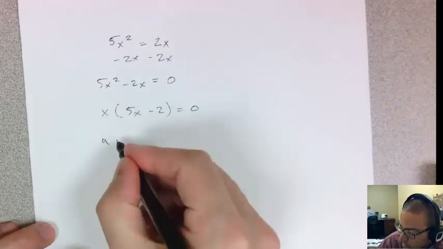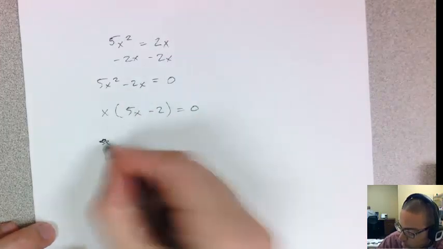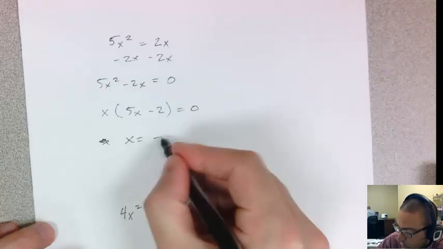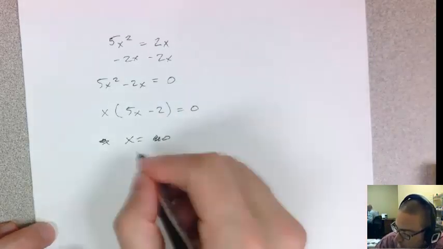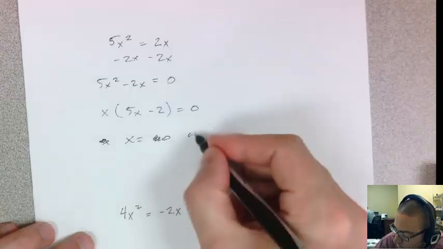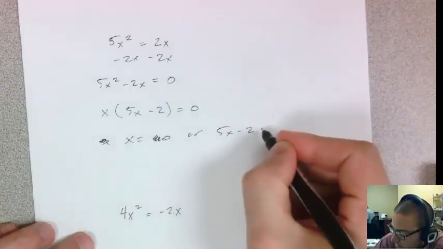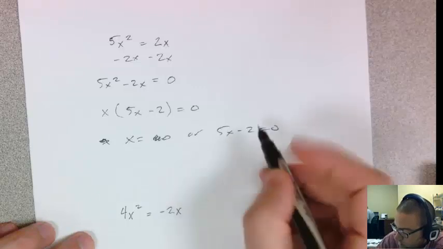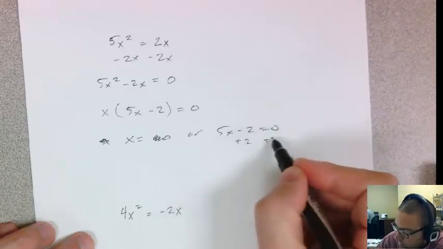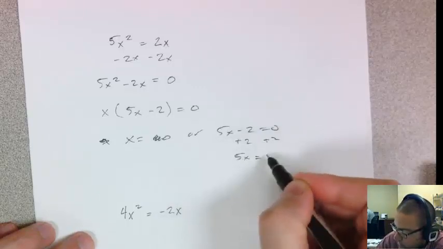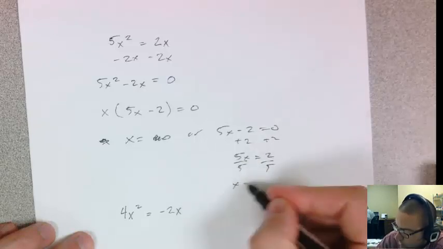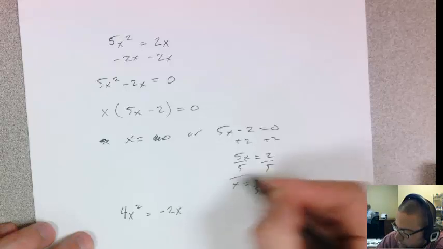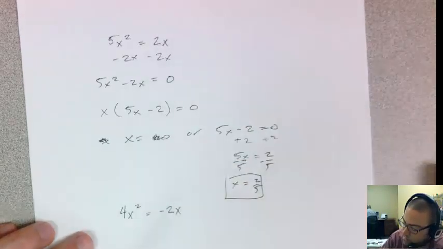So, oops, not a. X is equal to 0. I just wrote equals twice, that's funny. X is equal to 0, or 5x minus 2 is equal to 0. So let's add 2 to both sides. I get 5x equals 2, and then divide both sides by 5, and I get x equals 2/5. Okay, so those are my two solutions.